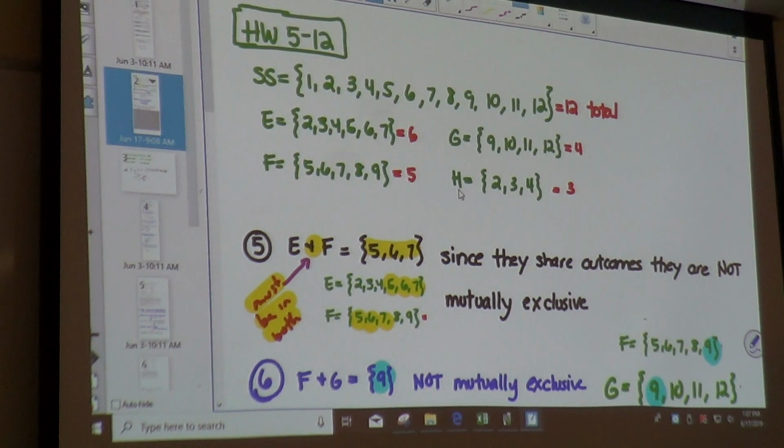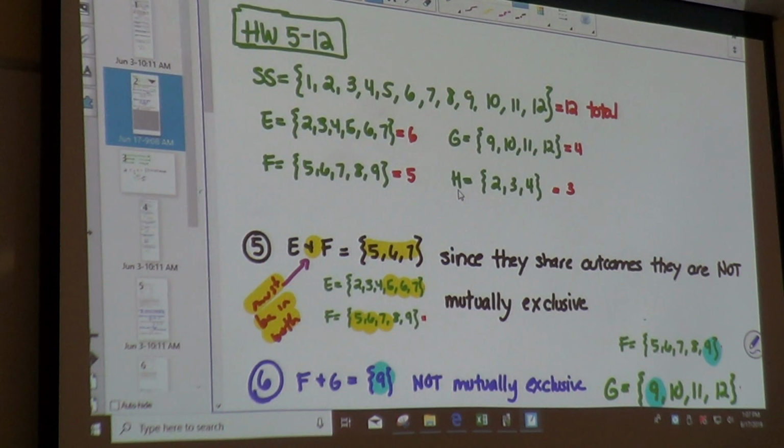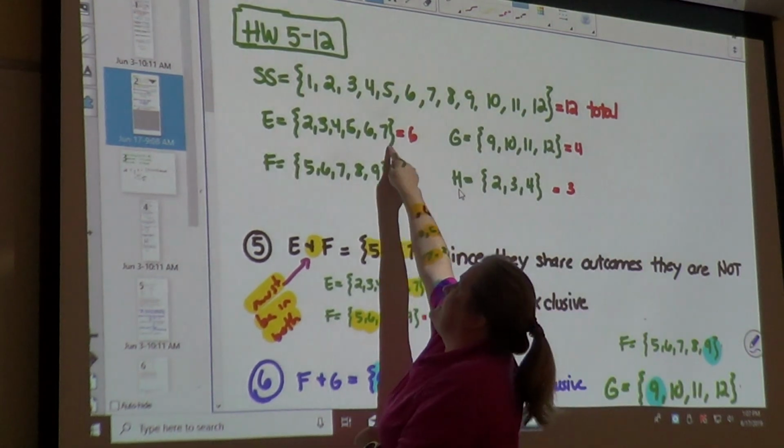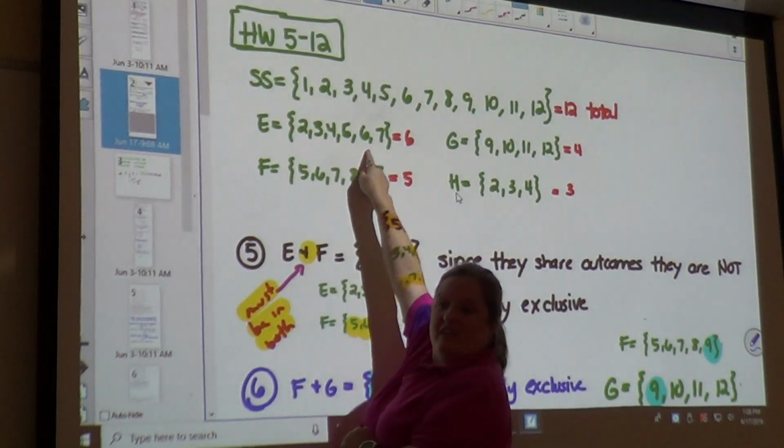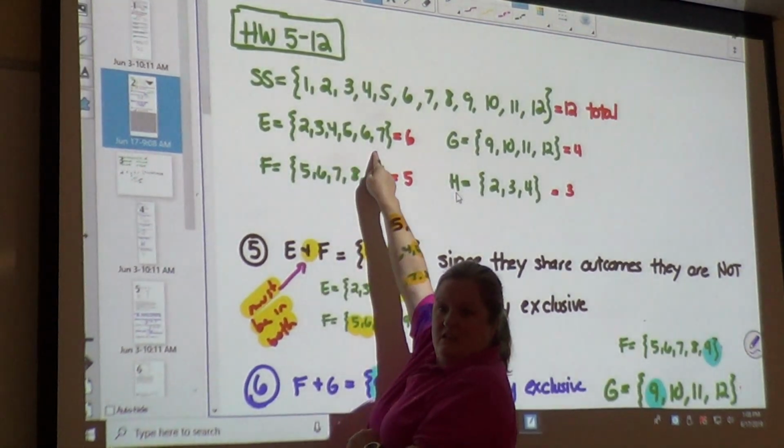No. The null set. In order to be an "and," it has to be in both of them, and there's nothing that's in both of them. That's the null set. The complement of E. Okay? If this is E, the complement would be everything that's not in E.